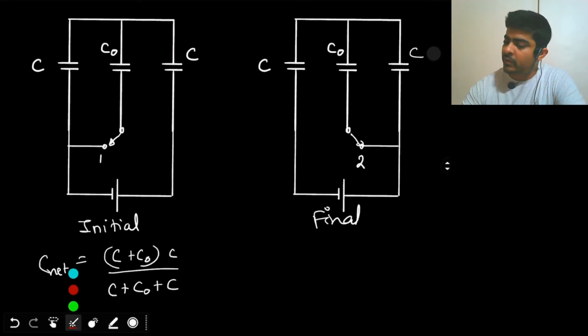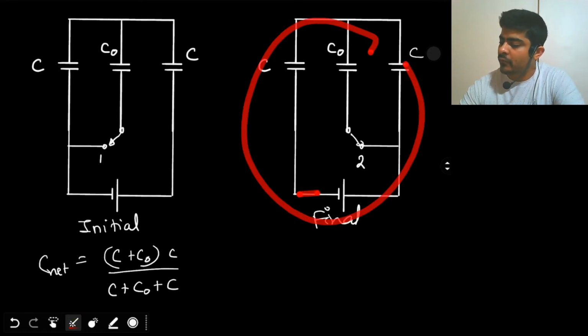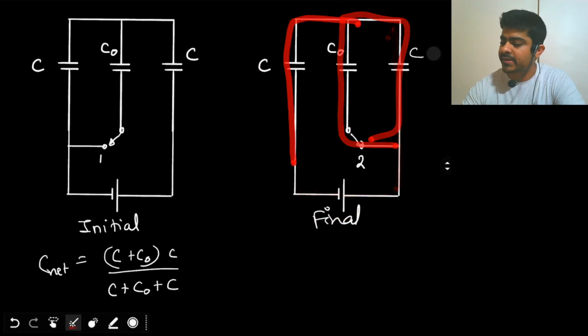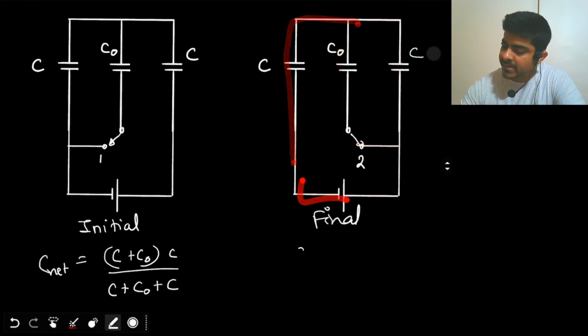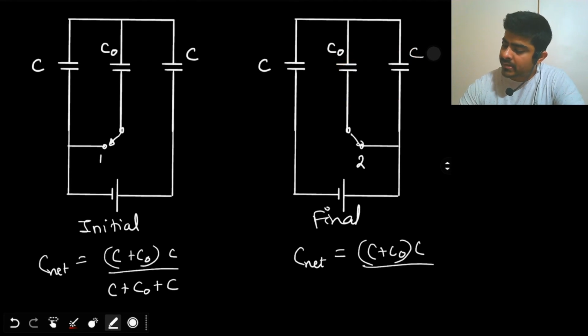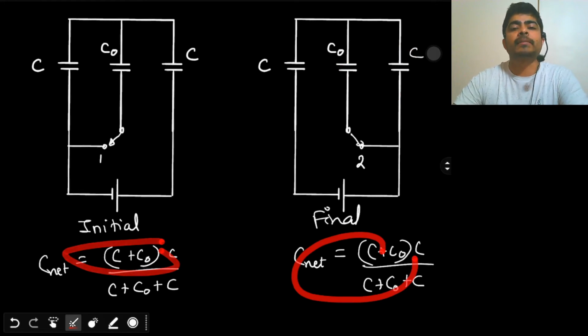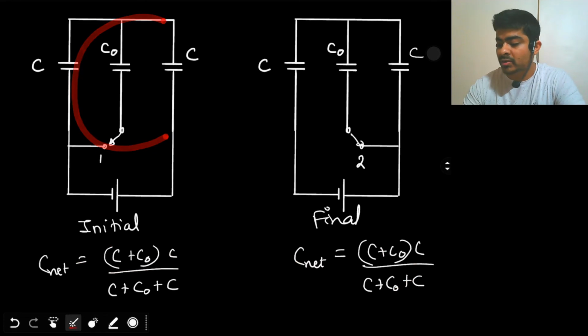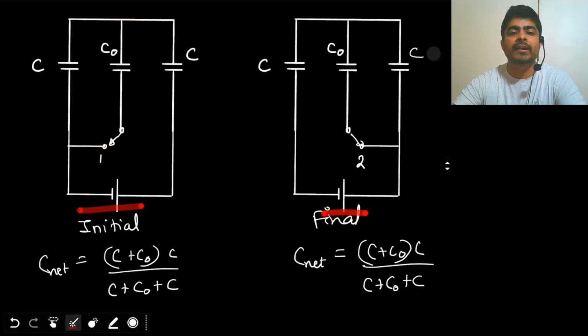When you look at the final circuit, we have C and C naught in parallel, and then they are in series with C. So the final C net is again the same thing: these two in parallel give C plus C naught, and in series with C, we get (C plus C naught) into C divided by (C plus C naught plus C). So the initial and final capacitance are the same, so the charge on the system should remain the same. That means no charge will flow through the battery during the switching of the circuit.